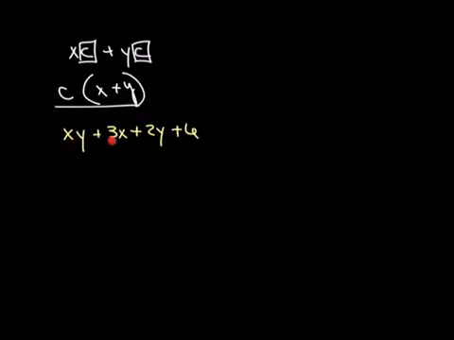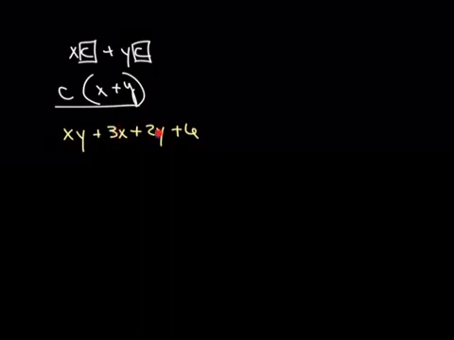So I've got some things in here that don't jive very well. If I look here, I've got an XY. Here I have an X but no Y. Here I have a Y but no X. And here I don't have an X or a Y.